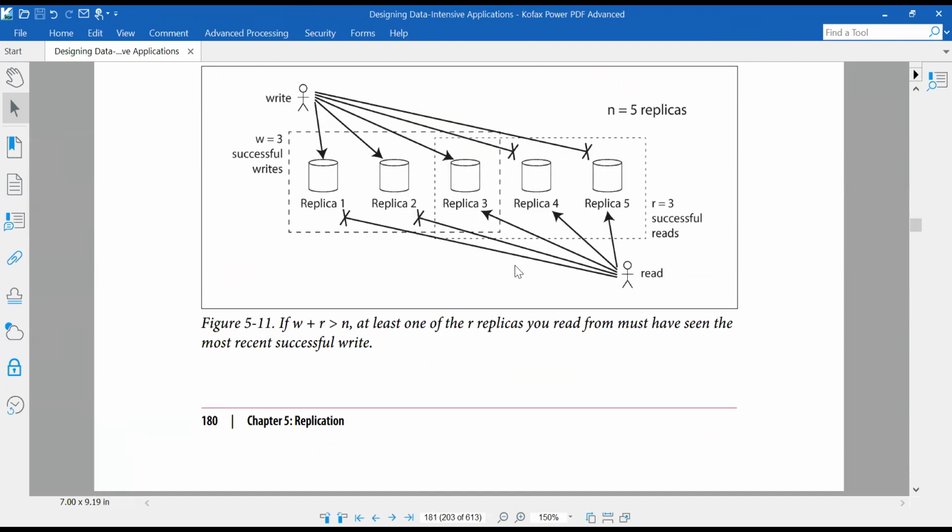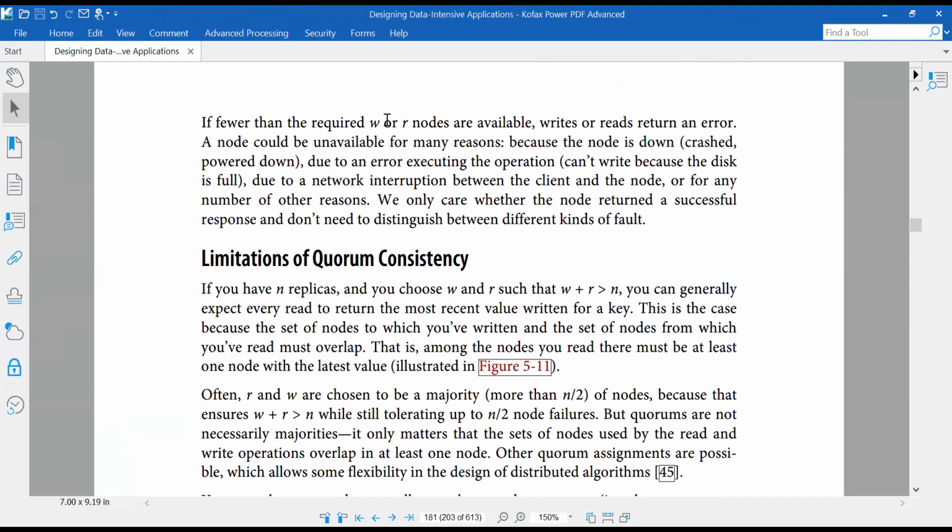If fewer than the required W or R nodes are available, writes or reads return an error. A node could be unavailable for many reasons: the node is down, crashed, or powered down, due to an error executing the operation, can't write because the disk is full, due to a network interruption between the client and the node, or for any number of other reasons. We only care whether the node returned a successful response and don't need to distinguish between different kinds of failures.